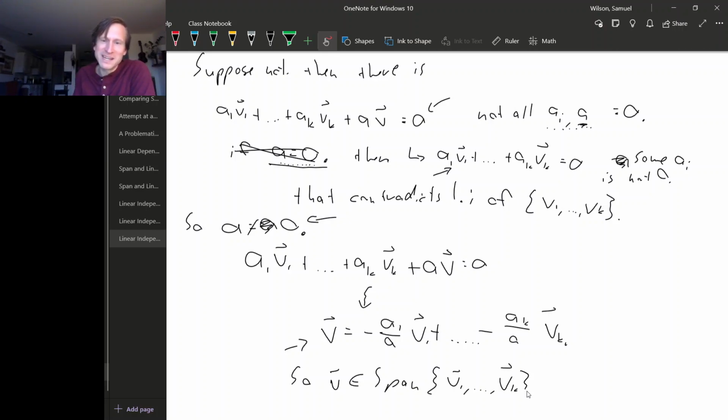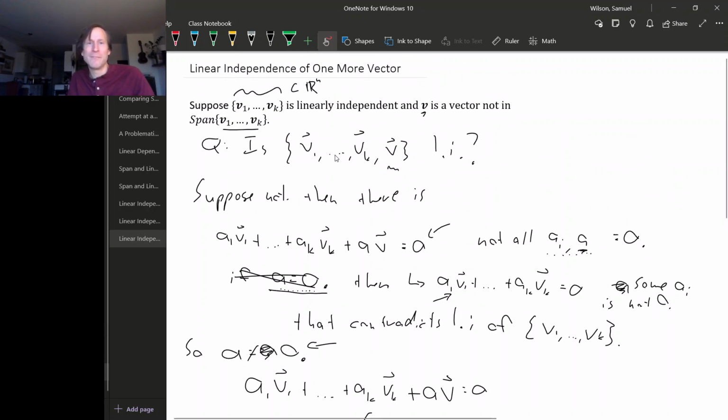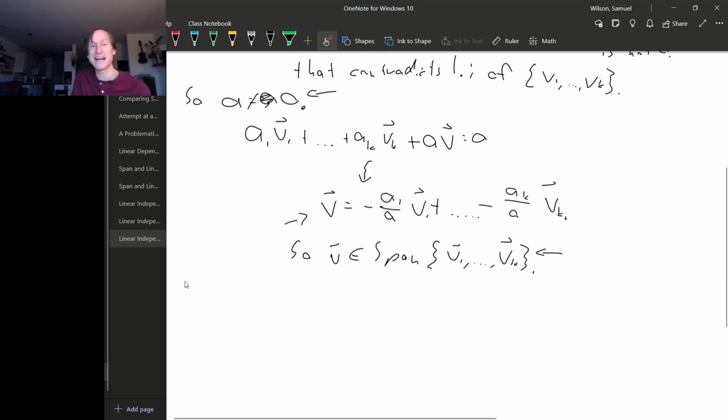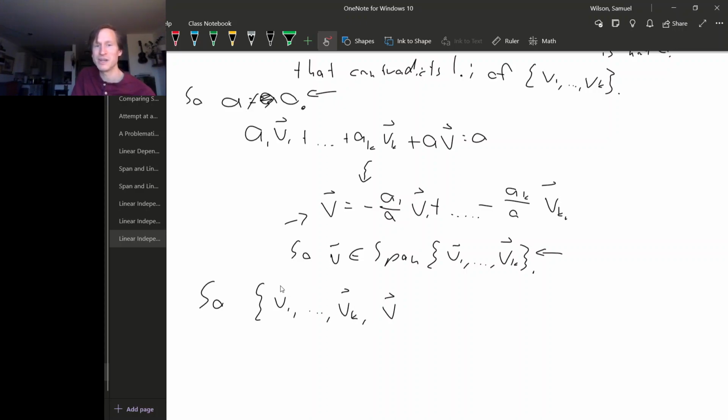But if you look at this, this means that v is in the span of v1 through vk. But we said at the very beginning that v was some vector that isn't in this span. So we assumed that adding this extra vector made this collection linearly dependent, but we derived a contradiction. We contradicted the fact that v is not in the span of v1 through vk. So the assumption we made is actually false. That means that this collection, v1 through vk and also v, must actually be linearly independent.